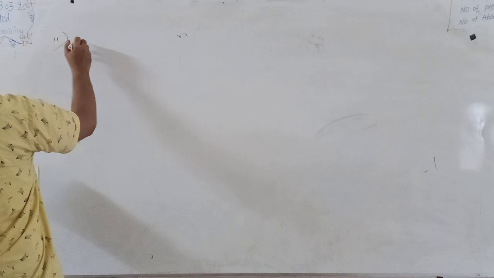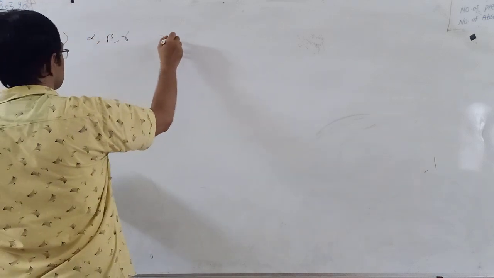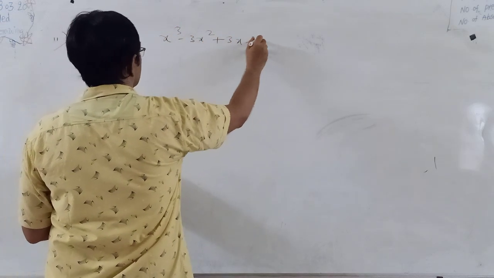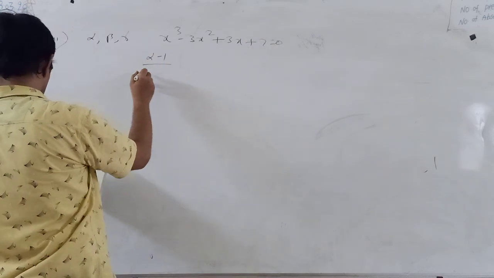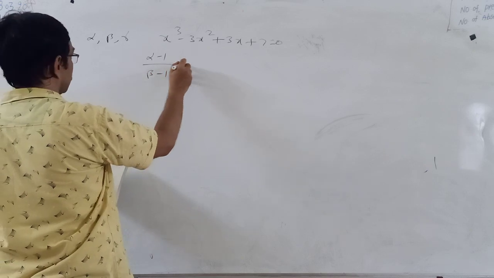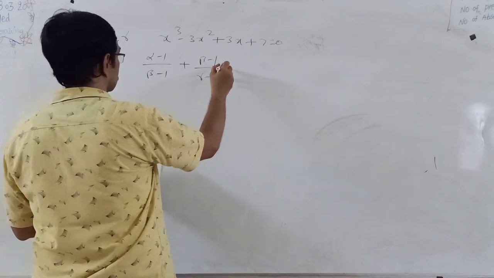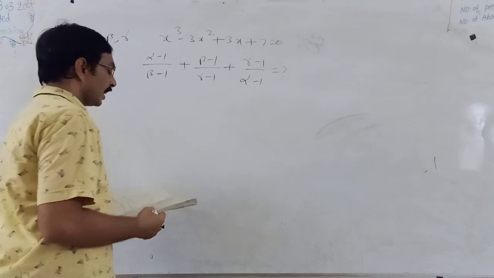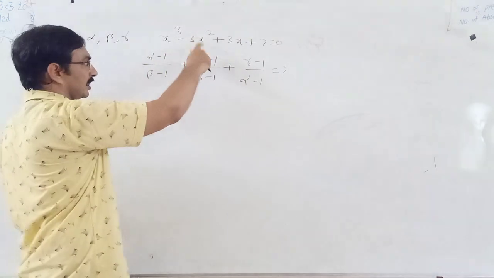Next, the 11th one. If alpha, beta, gamma are the roots of x cube minus 3x squared plus 3x plus 7 equals 0, then find the value of (alpha minus 1) by (beta minus 1) plus (beta minus 1) by (gamma minus 1) plus (gamma minus 1) by (alpha minus 1). Options are in terms of omega. So given that alpha, beta, gamma are the roots of this one.